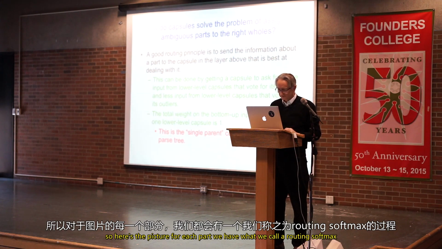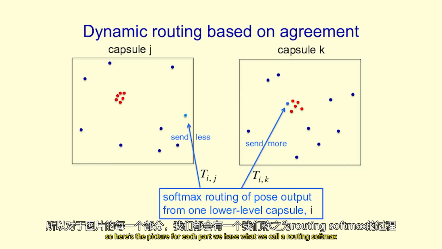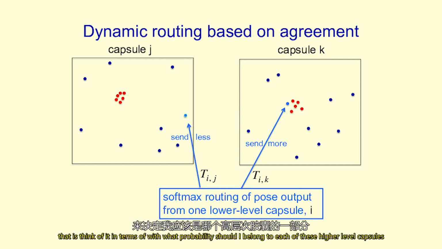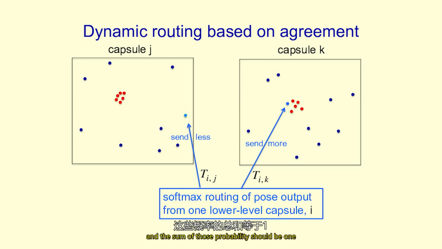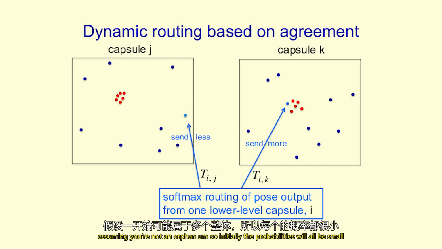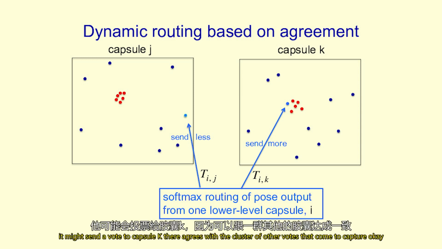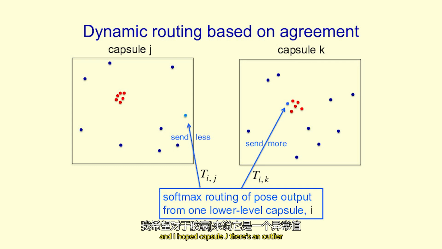So here's the picture. For each part, we have what we call a routing softmax. That is, think of it in terms of with what probability should I belong to each of these high-level capsules? And the sum of those probabilities should be 1, assuming you're not an orphan. Initially, the probabilities will all be small. For the particular part we're looking at in this slide, it might send a vote to capsule K that agrees with a cluster of other votes that come to capsule K, and a vote to capsule J that's an outlier.